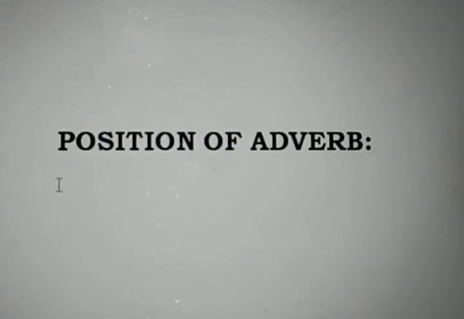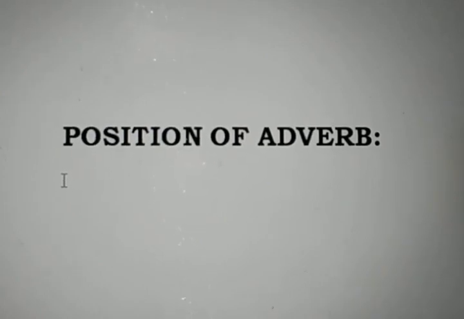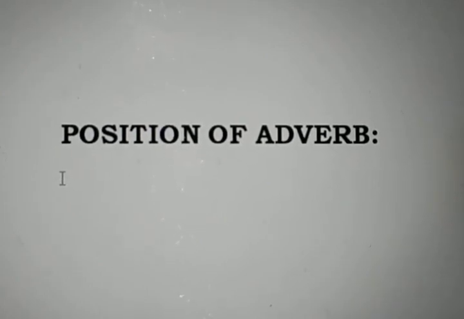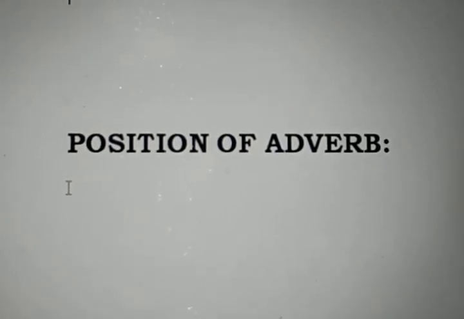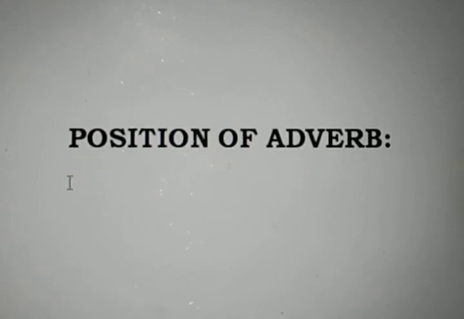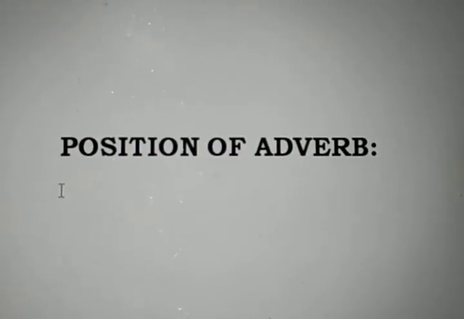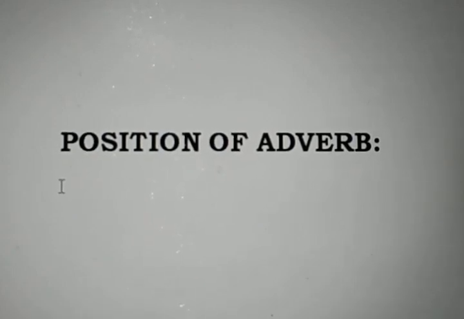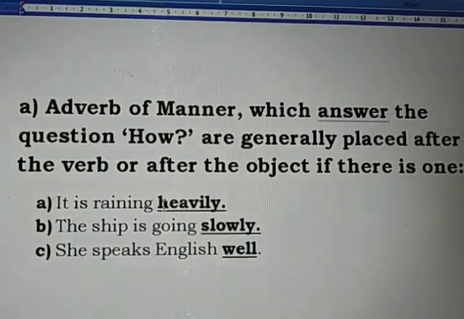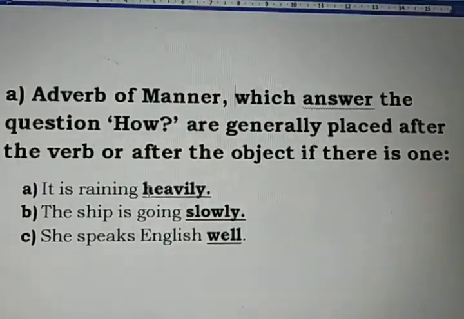So by now it is clear to all of you what an adverb is and its kinds. Now the very important topic is the position of an adverb, meaning where we should place an adverb in a sentence, because there are different types of adverbs and we place them differently. So the first rule is about adverbs of manner.